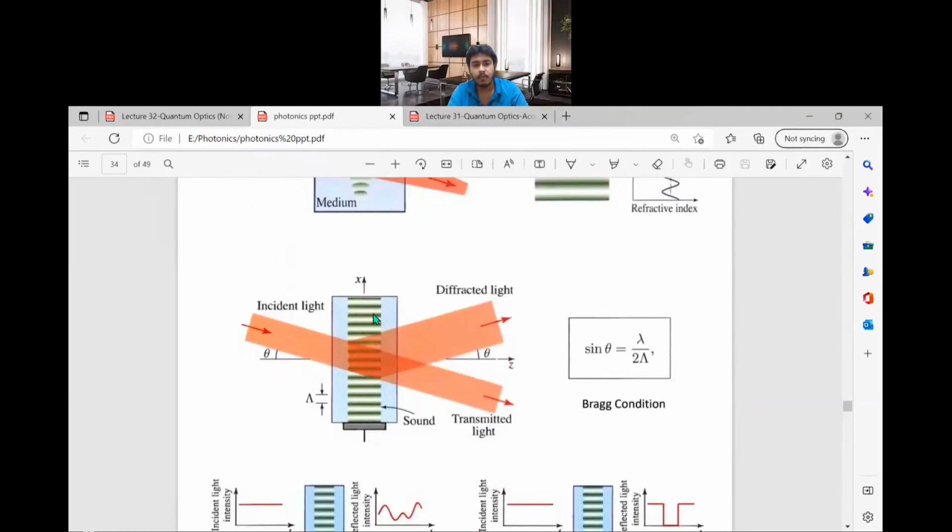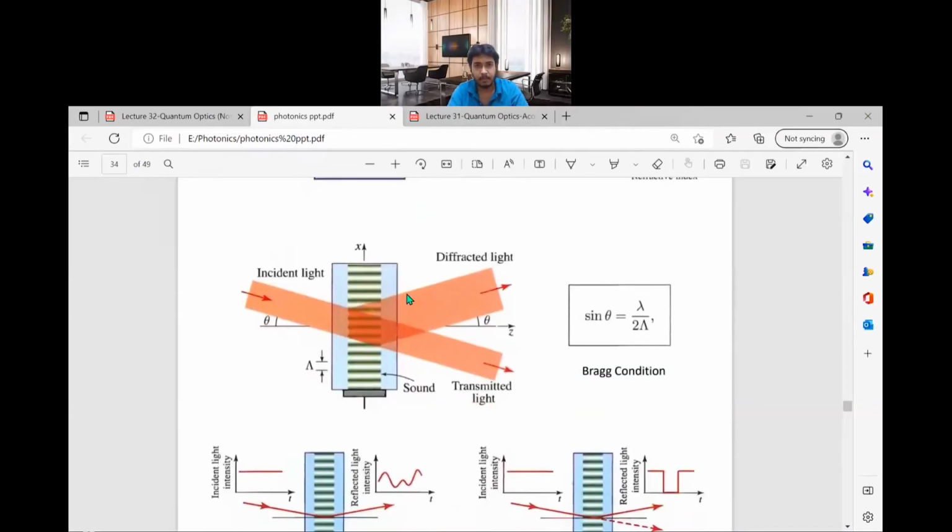So when the incident wave is incident on this structure, some portion will be transmitted and some will be reflected back. Whatever light is reflected is related to the Bragg's condition. So depending on the satisfaction, if the wave satisfies the Bragg's angle, it will be totally reflected back here.